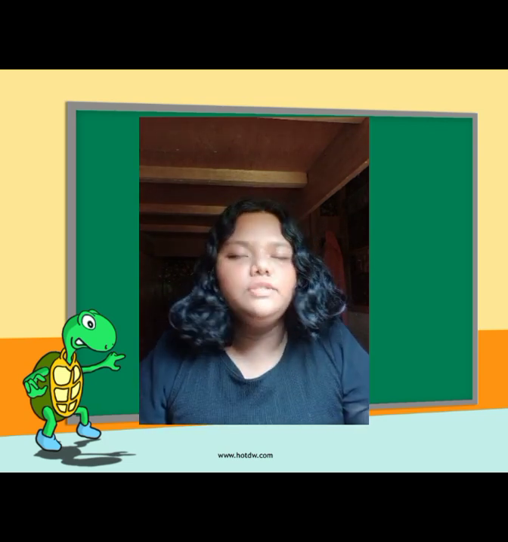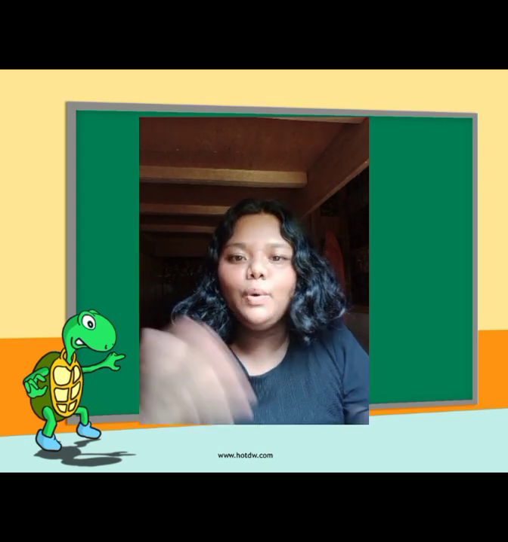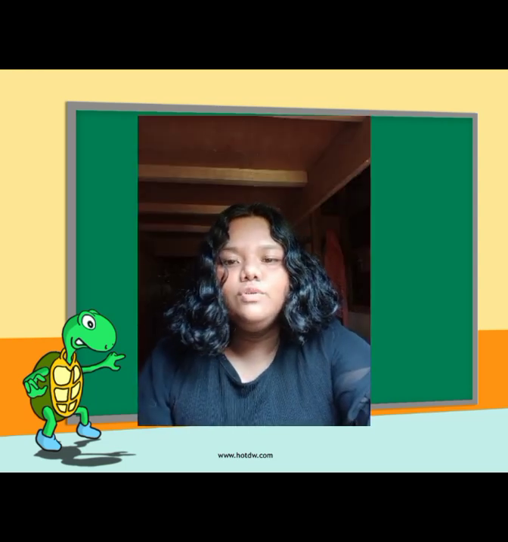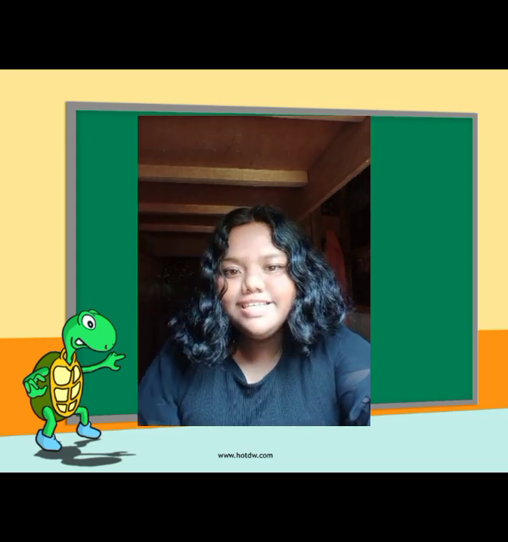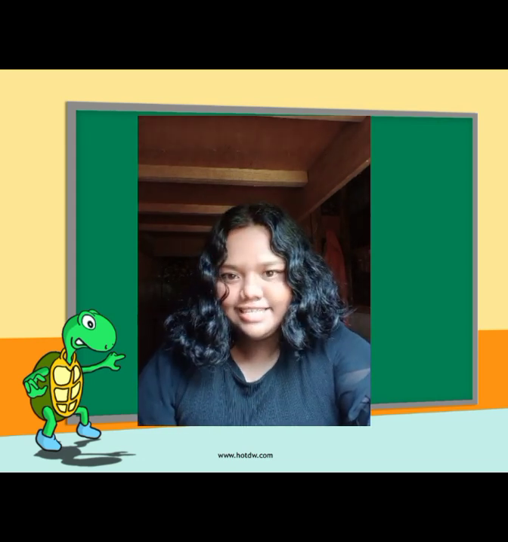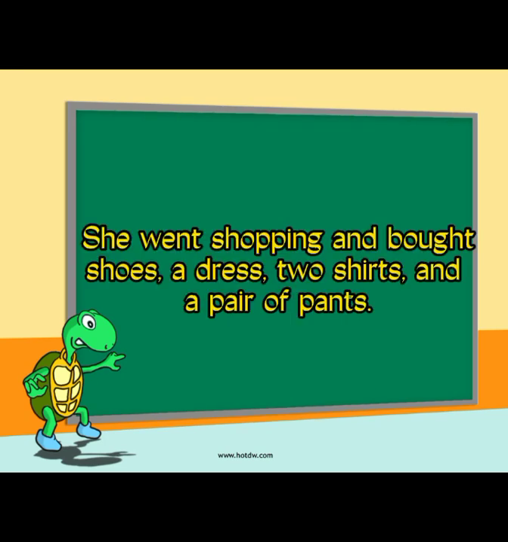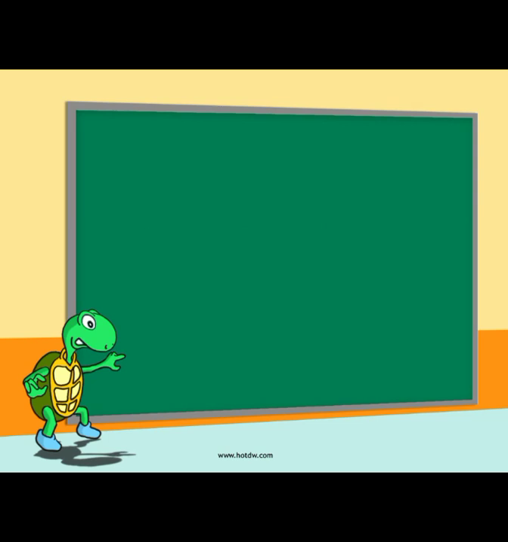Commas are used for a direct address. Here's an example: Joe, it was nice to see you again. Commas can also be used to list items in a sentence. Here's an example: We went shopping and bought shoes, a dress, two shirts, and a pair of pants.